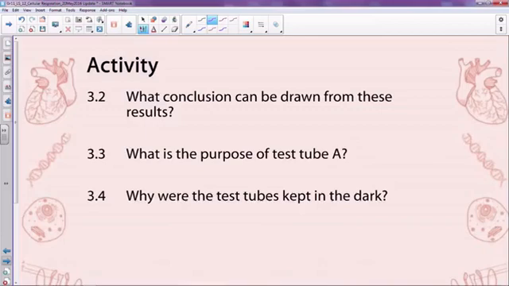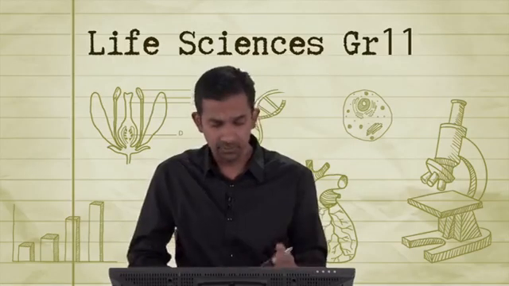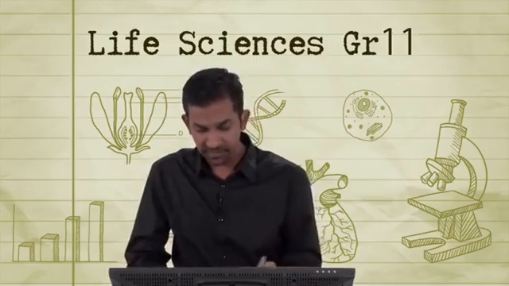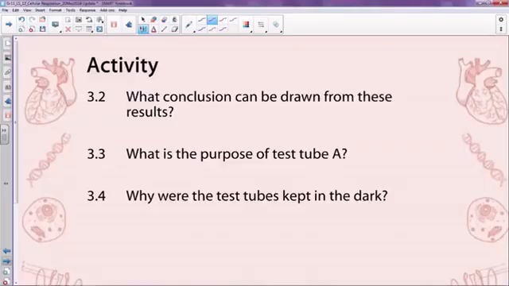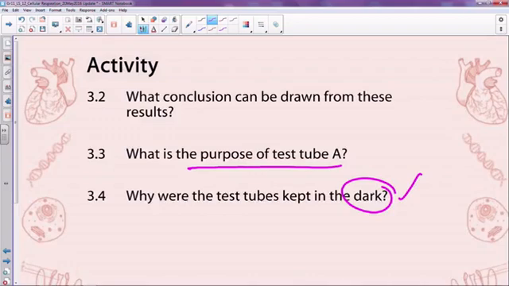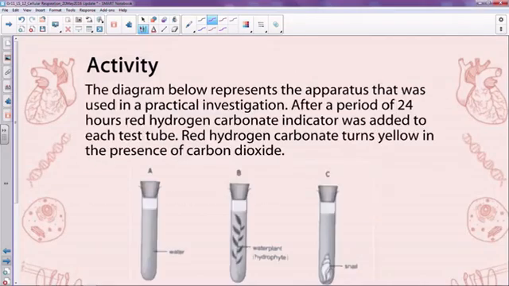Let's look at it. What conclusion can be drawn from these results? And that is essentially a conclusion based on whether these plants are undergoing respiration in a dark room. 3.3 would be, what is the purpose of test tube A? And often this is an important question in any experiment. And 3.4, why were the test tubes kept in the dark? And that's quite an interesting twist to this experiment. Why would you want to keep the test tubes in dark? Knowing that you've got a plant, that's quite an interesting twist in this question. So let's get to these answers.